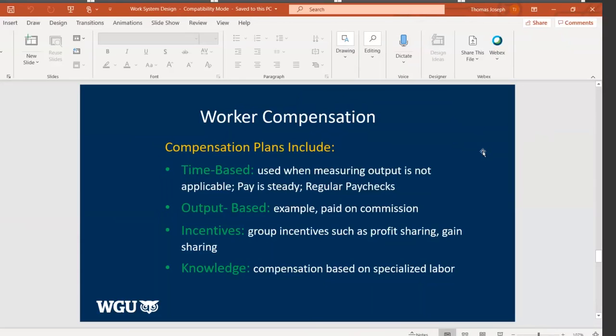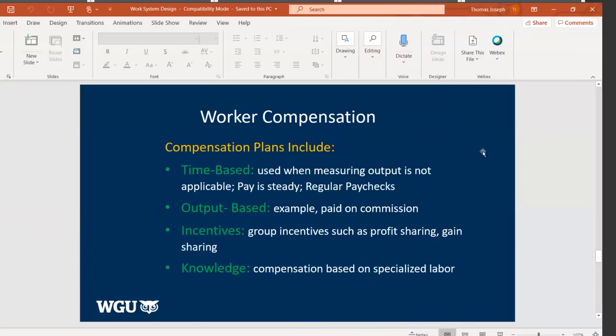And then another compensation plan is incentives, which is comprised of group incentives such as profit sharing and gain sharing. Most of us can fall into that category. Sometimes we work with organizations who, at the end of the year, will give us some type of incentive, like a bonus at the end of the year. You got your bonus check this year. Then normally that's part of the compensation plan.